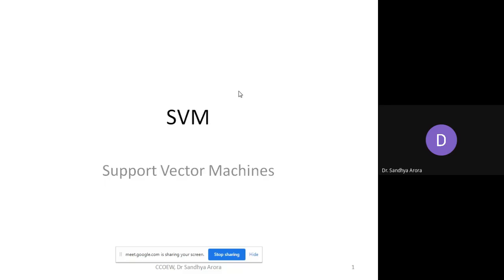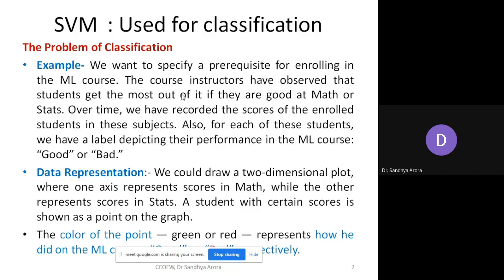The concept is altogether different, but it is also used for classification like a neural network, and it is preferred in some cases because it performs well in some cases compared to a neural network. So let's see how it performs better and how it is different from neural networks. SVM is used for classification specifically.